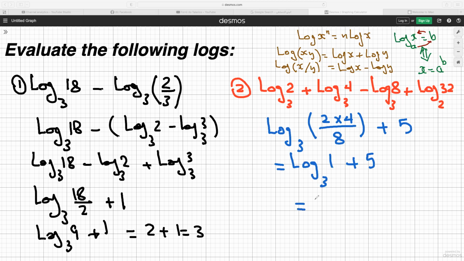And log base 3 of 1 is asking you 3 raised to the power of what gives you 1. 3 raised to the power of 0 will give you 1. So all of this is 0. 0 plus 5 is 5. And that's it for that.